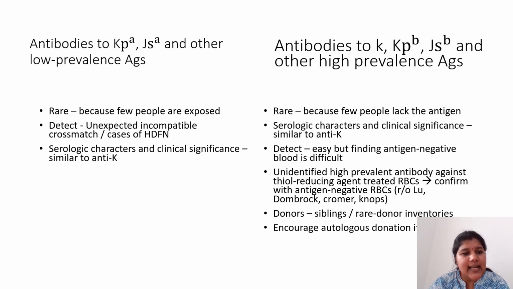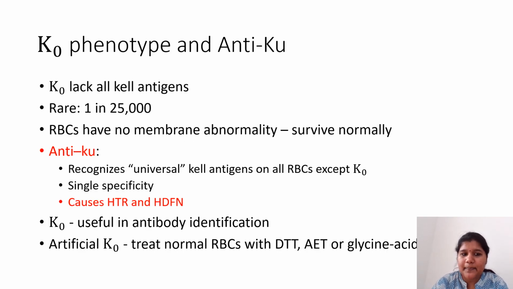Antibodies to KPA, JSA and other low prevalent antigens are rare because they are low prevalent and only a few people are exposed. They are usually detected when there is an unexpected incompatible cross-match and in cases of HDFN. The characters are similar to anti-K. Coming to antibodies to high prevalent antigens like small k, KPB and JSB, they are also rare because only a few people lack the antigen. Detection is easy, but finding antigen negative blood is difficult. So we have to encourage donors such as siblings or look for rare donor inventories.